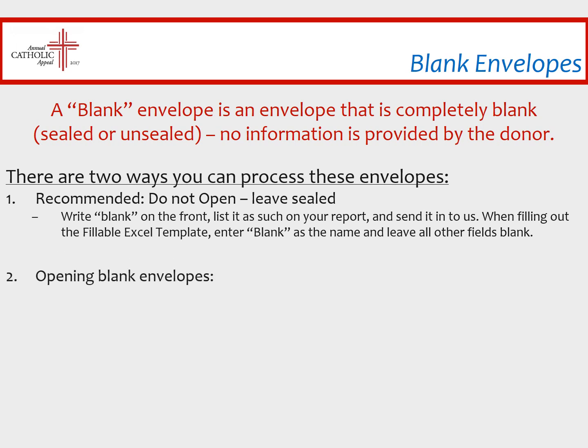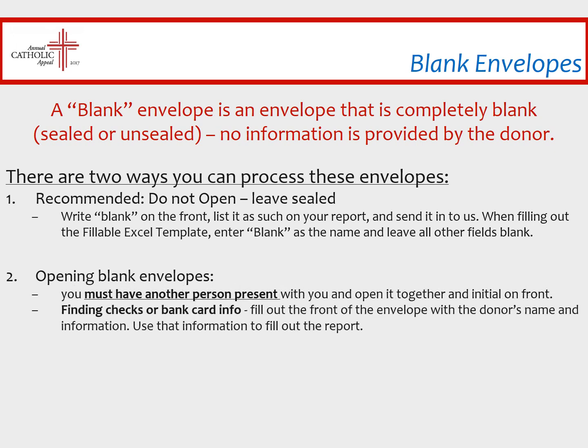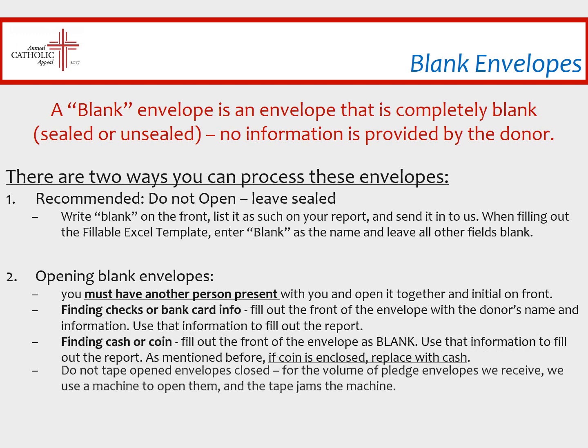The second way is by opening. You can open blank envelopes, but if you do, you must have another person present with you and open it together and put your initials on the front. If you find checks or bank card information enclosed, fill out the front of the envelope with the donor's name and information. Use that information to fill out the report. If you find cash or coin, fill out the front of the envelope as blank. Use that information to fill out the report. As mentioned before, if coin is enclosed, replace with cash.